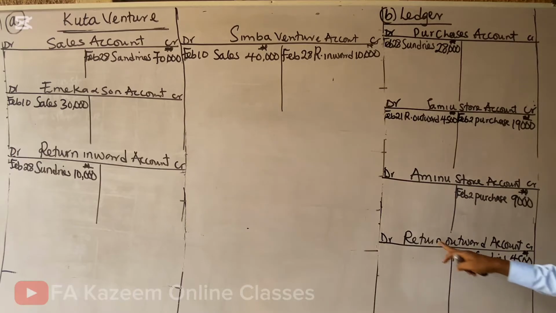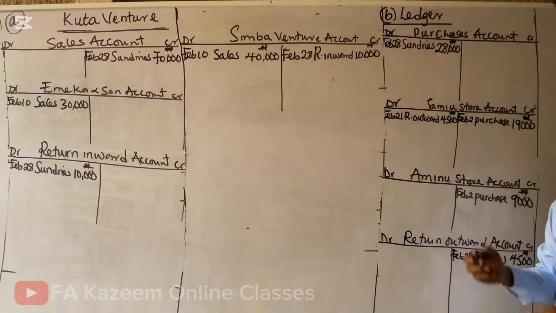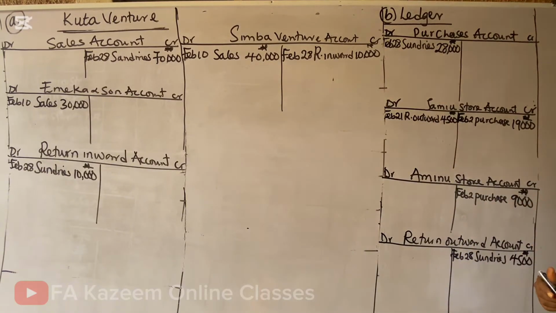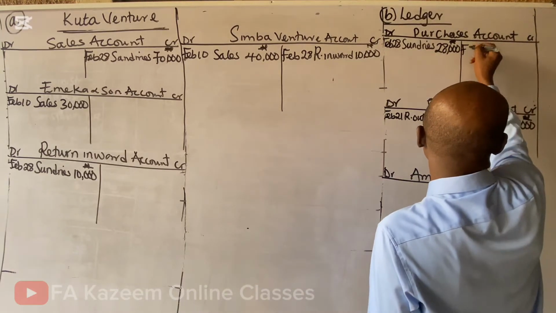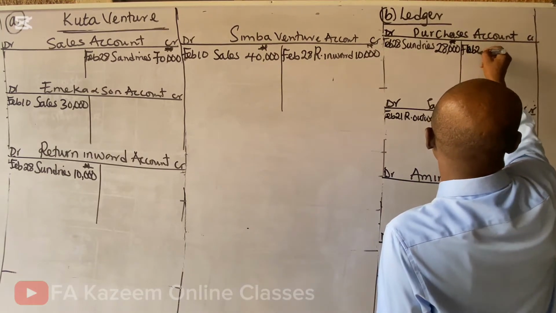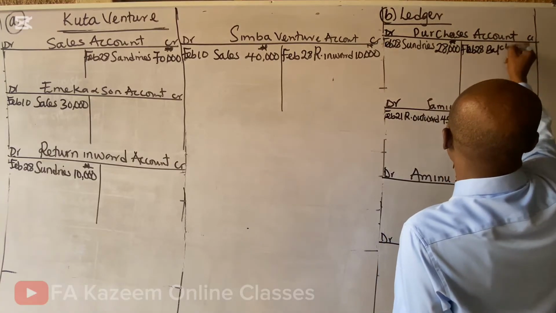We transfer return outward to the credit side because goods is going out. And what is the goods going back to? It is going back to Jami. This is one problem solved. Another problem solved is to close all the accounts. I've taught you how to close accounts in our previous video.